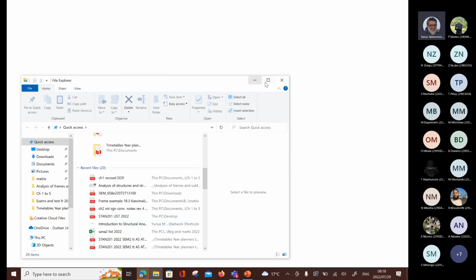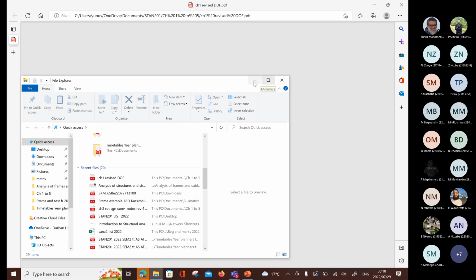At the level below this, you did statically determinate structures, okay?